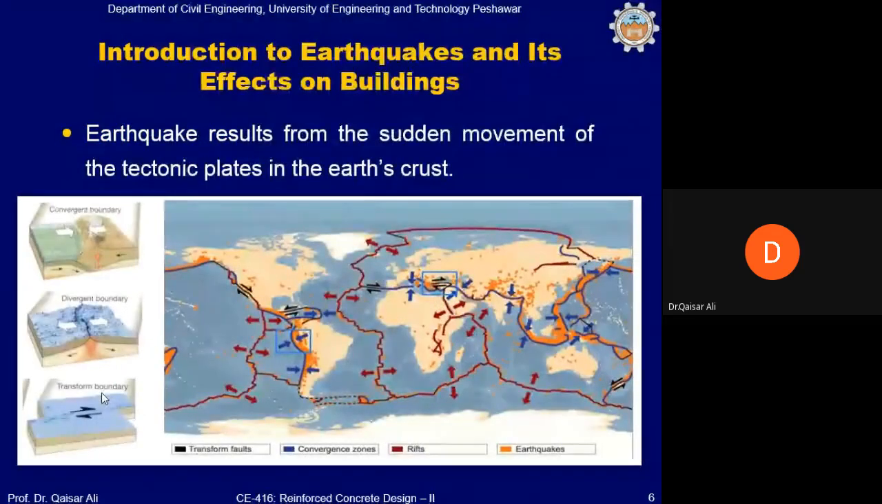And this is a picture of the world map, where you can see these lines. These red lines basically show the boundaries of the plates. I hope you have studied all these plate movements in the seismology course. And there are 7 big and several small plates on the earth crust. And then there is movement of these plates. The movement can be divided into 3 types.